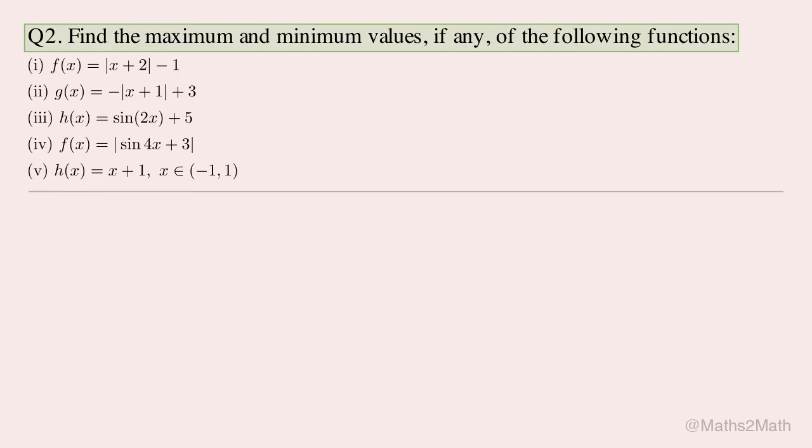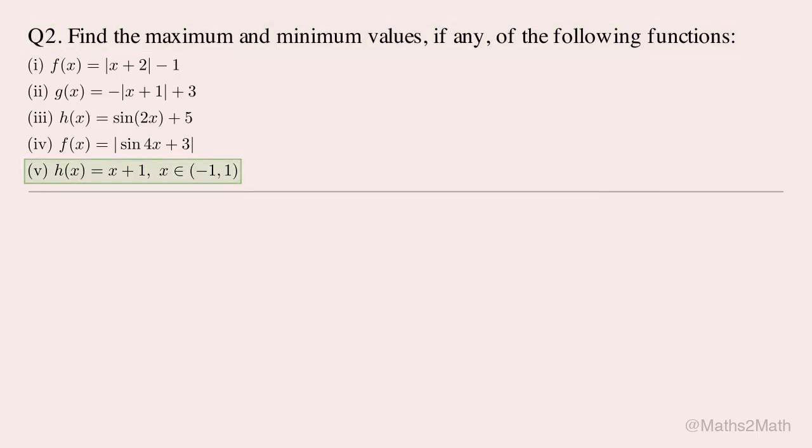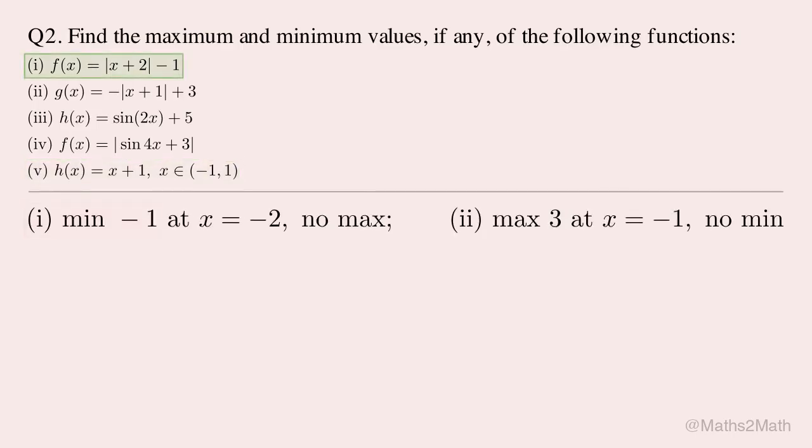Question 2. 5 more, now with moduli, signs, and an open interval trap at the end. Moduli are at least 0, signs live between -1 and 1. Part 1, the modulus is at least 0, so minimum -1 at x equals -2, no maximum. Part 2, flipped, maximum 3 at -1, no minimum.